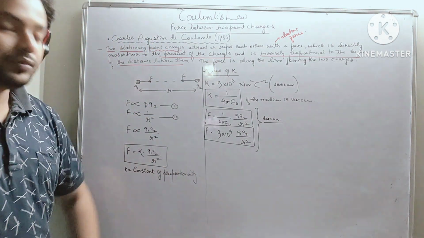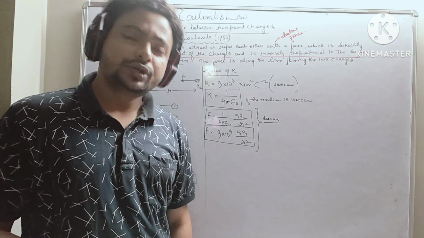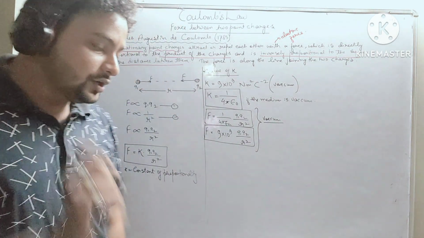So we can write the formula for force as 9 into 10 to the power 9 q1 q2 divided by r square. Once again, this is for vacuum.